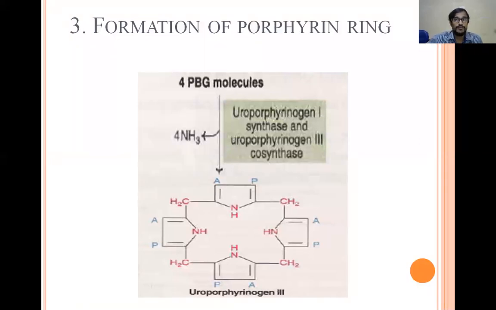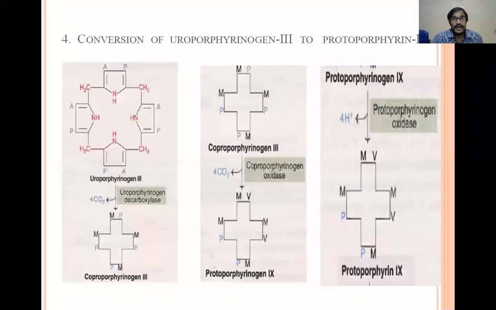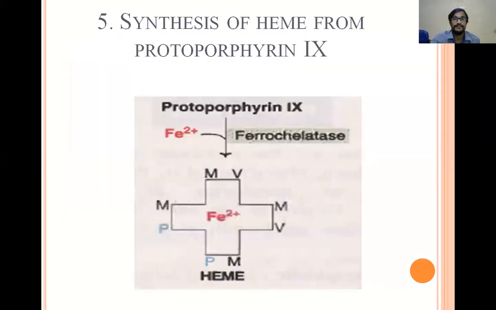That is, four molecules of porphobilinogen combine to form uroporphyrinogen 3. This occurs in the presence of the enzymes uroporphyrinogen 1 synthase and uroporphyrinogen 3 cosynthase respectively. And the fourth step is conversion of uroporphyrinogen 3 to protoporphyrinogen 9. Here different porphyrins are formed in between, and finally protoporphyrinogen 9 is formed. So all these are in your textbook anyway.